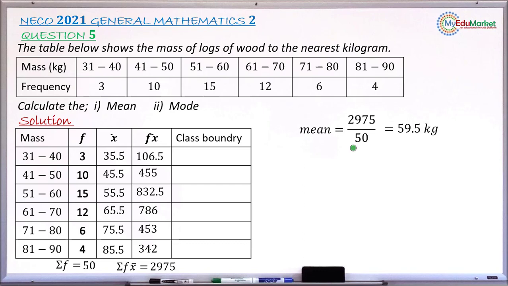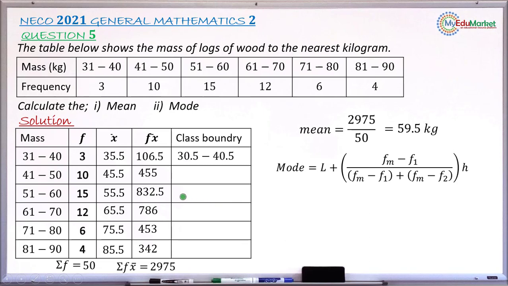So we move to Roman 2. We are asked to find the mode of this distribution. The formula for finding the mode of grouped data says mode equals L plus, open bracket, a fraction whose numerator is Fm minus F1, all over the summation of two brackets: the first bracket at the denominator is Fm minus F1, plus the second bracket Fm minus F2, close the bracket, and that bracket multiplied by H, where Fm is the frequency of the modal class. The modal class is the one with the highest frequency. The highest frequency count is 15.